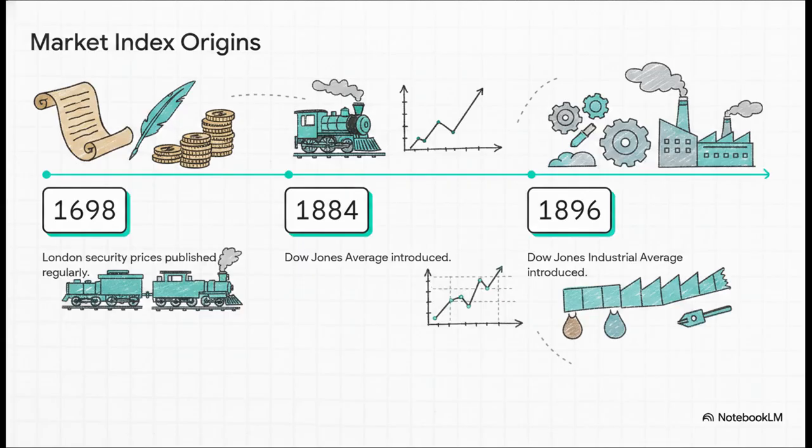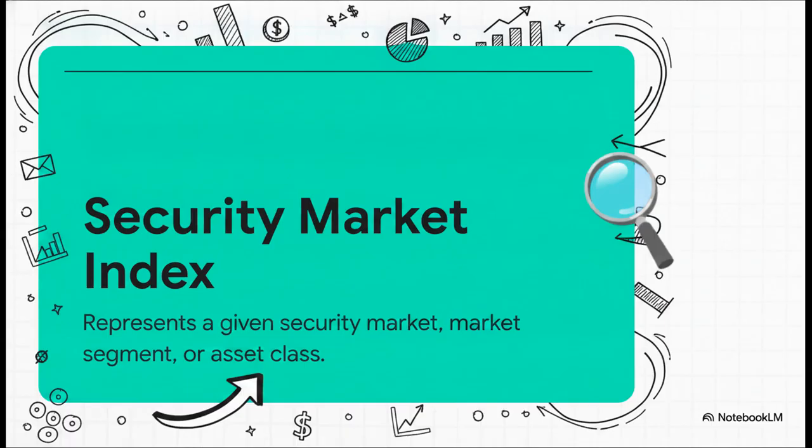Now, at the time, it consisted mostly of railroad stocks, but Charles Dow was incredibly observant. He realized that industrial companies, not railroads, were going to be the great speculative market of the future. So in May 1896, they launched a second index, the Dow Jones Industrial Average, starting with an initial value of just 40.94. And that brings us to our core definition.